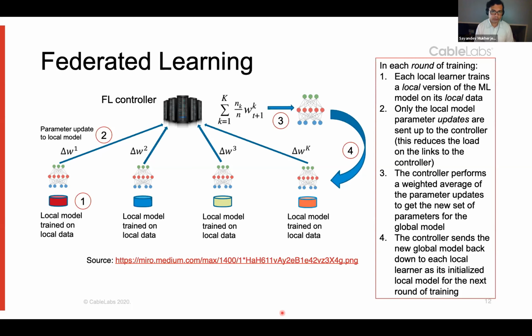The extent to which the global model should be mixed with the local parameter updates, because the local model trained on local data is indeed optimized to local conditions. But you need some aspects of the global model, like I said, just in case the local environment abruptly changes. And this increases resiliency. And as you can see, only model parameter updates are sent up, never the local data or raw data itself, and therefore privacy is maintained.